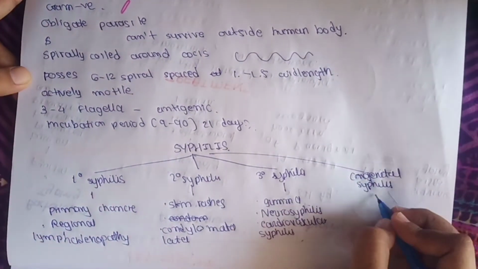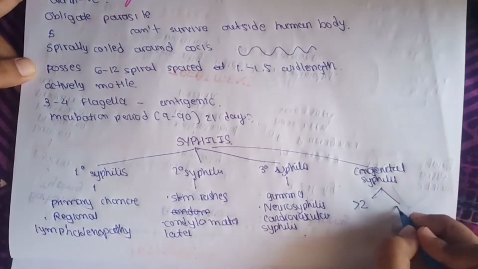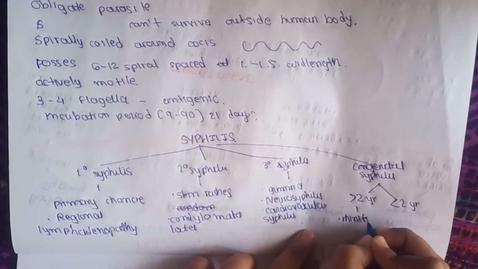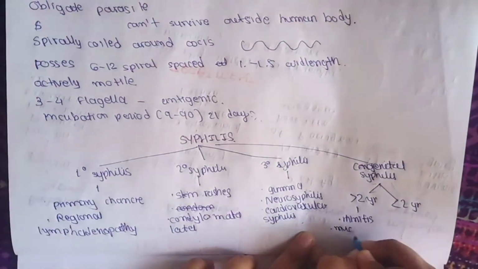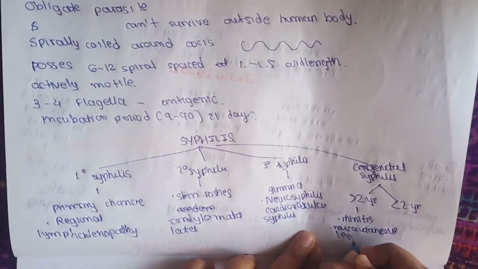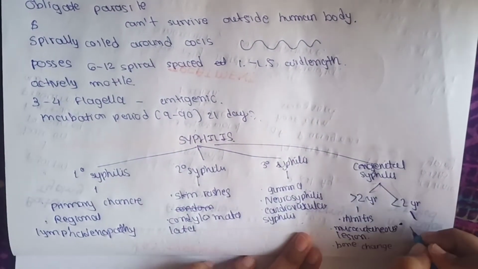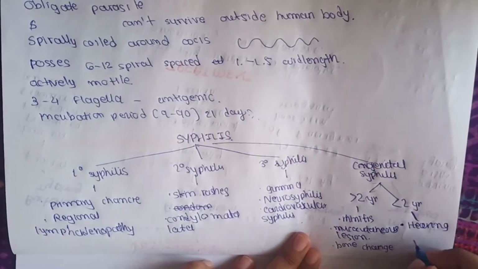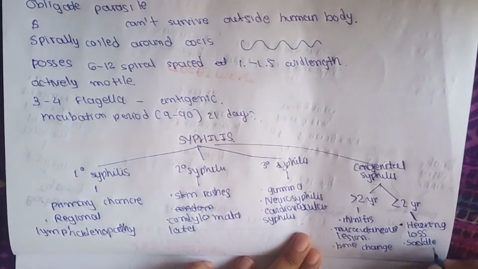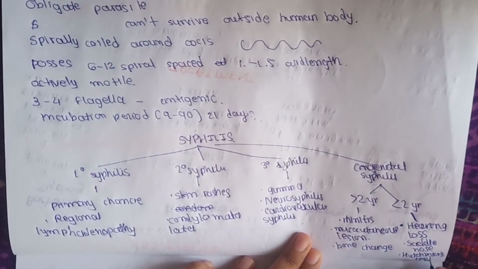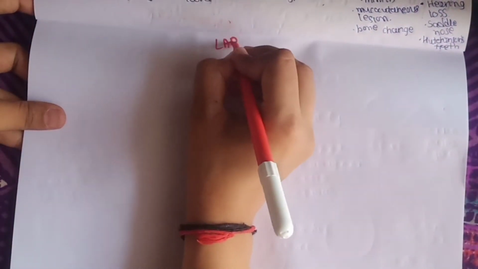In congenital syphilis, it can occur within 2 years and also after 2 years. If it occurs within 2 years, then children are infectious and they suffer from rhinitis, mucocutaneous lesions, bone changes, hepatosplenomegaly and lymphadenopathy. If it occurs after 2 years of age, then it is characterized by saddle nose, hearing loss, and Hutchinson's teeth. Now, our topic of the video, the laboratory diagnosis of Treponema pallidum.